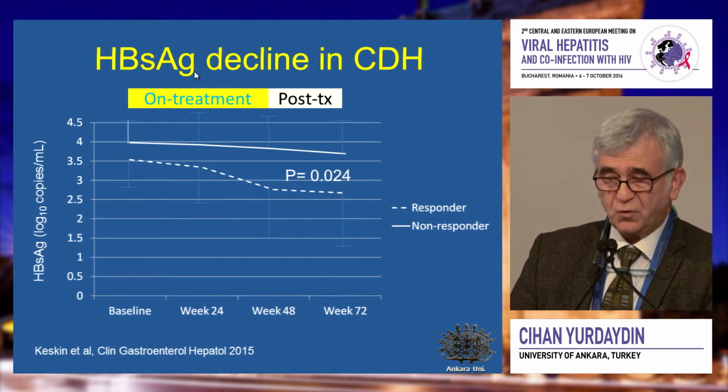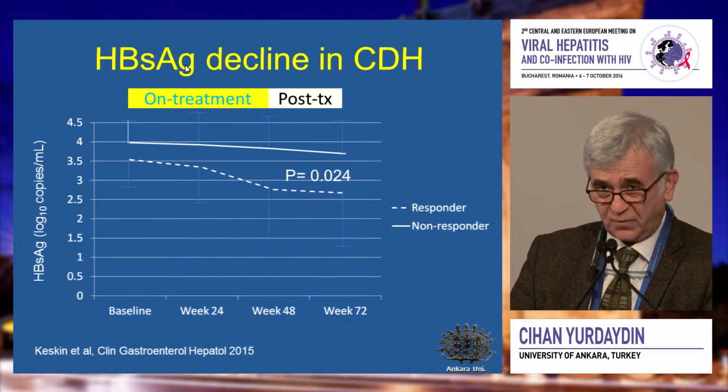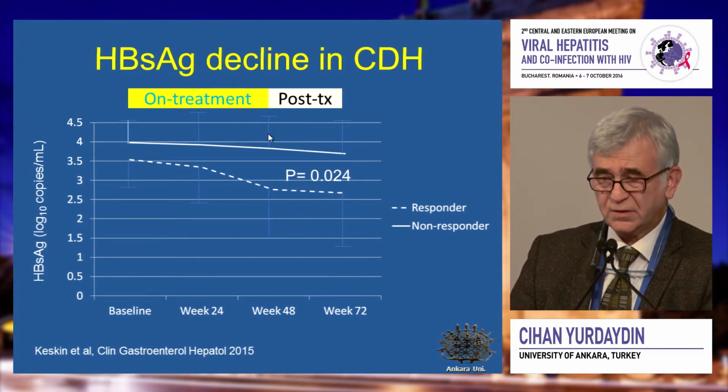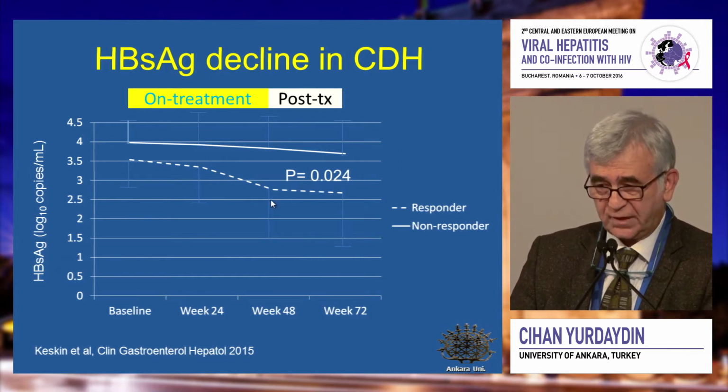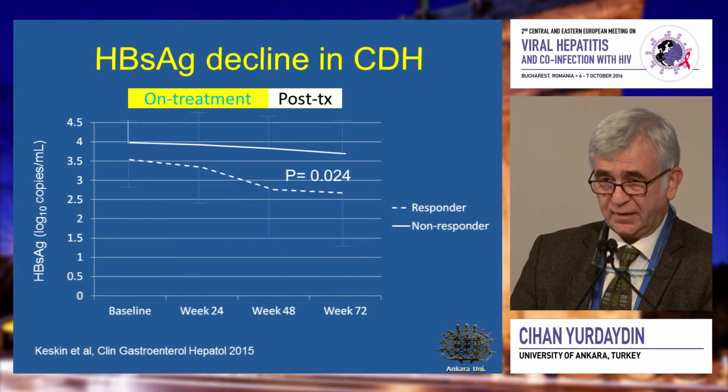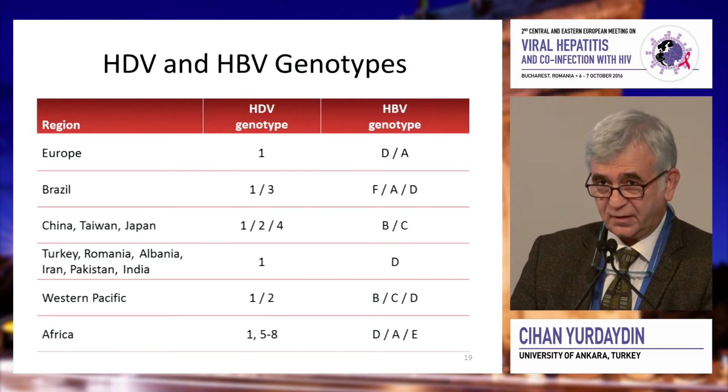Now, in terms of surface antigen level measurements, quantitative surface antigen levels, I think it is important, as I will show in other slides as well. Here, in delta hepatitis, those who have responded also show a decline in surface antigen. I will show you some other examples, but quantitative surface antigen levels is something which should also be in use in assessing delta treatment efficacy.